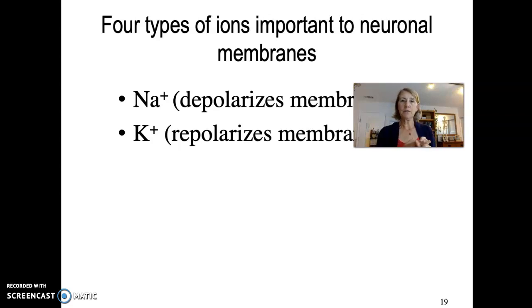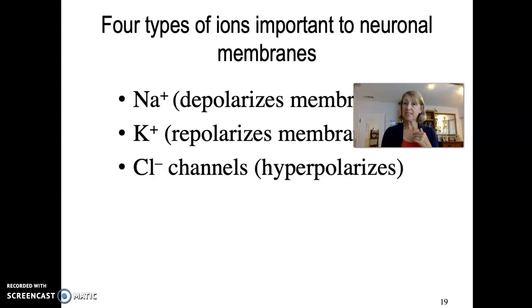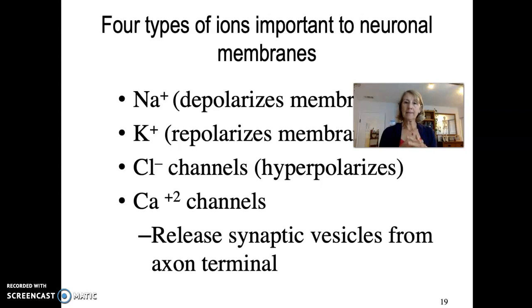So four types of ions are important to these membranes. Sodium depolarizes the membrane. Potassium repolarizes the membrane. One loses the negative, the other gains the negative. Chloride channels can hyperpolarize. In the presence of chloride, it becomes even more negative than the -70. And calcium channels release synaptic vesicles from the axon terminal and communicate with the next cell.